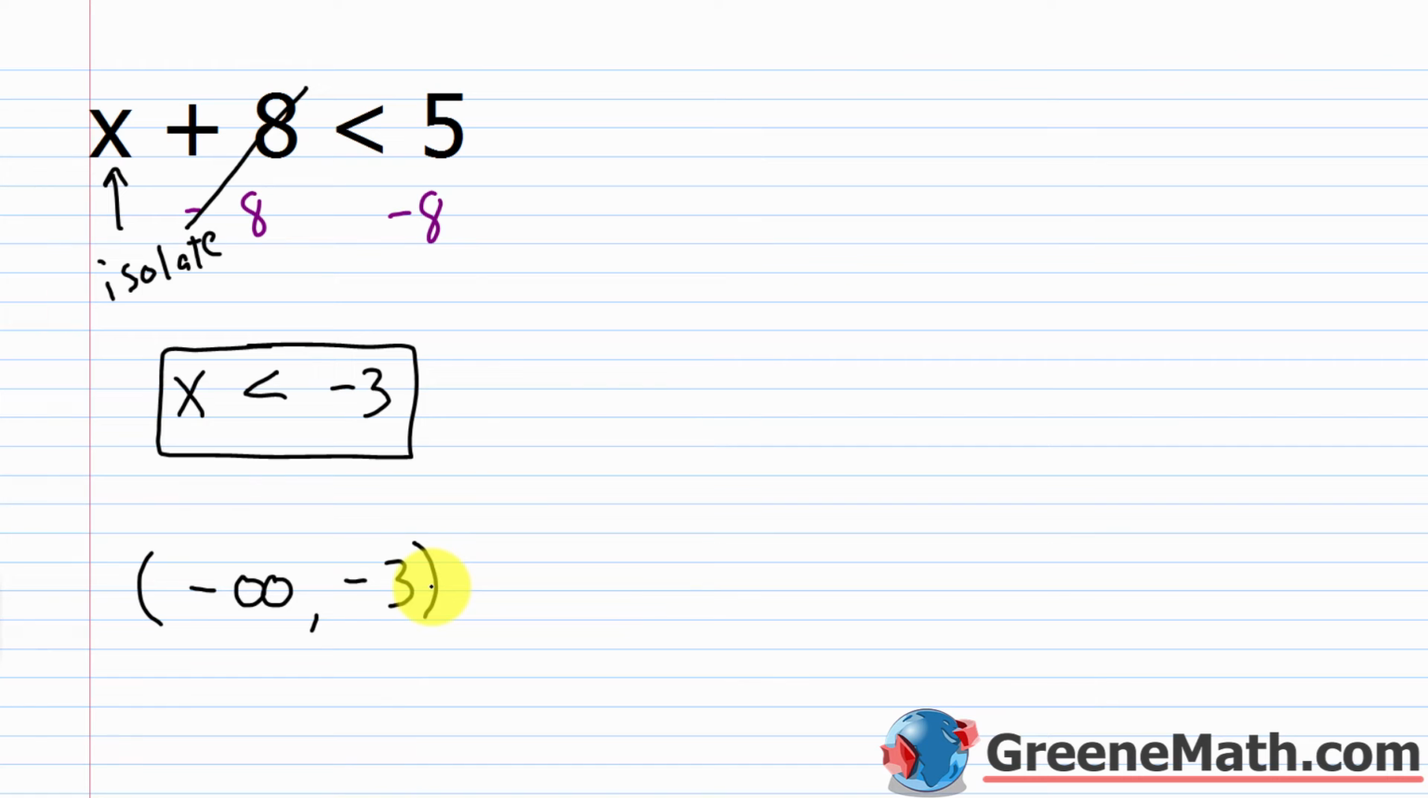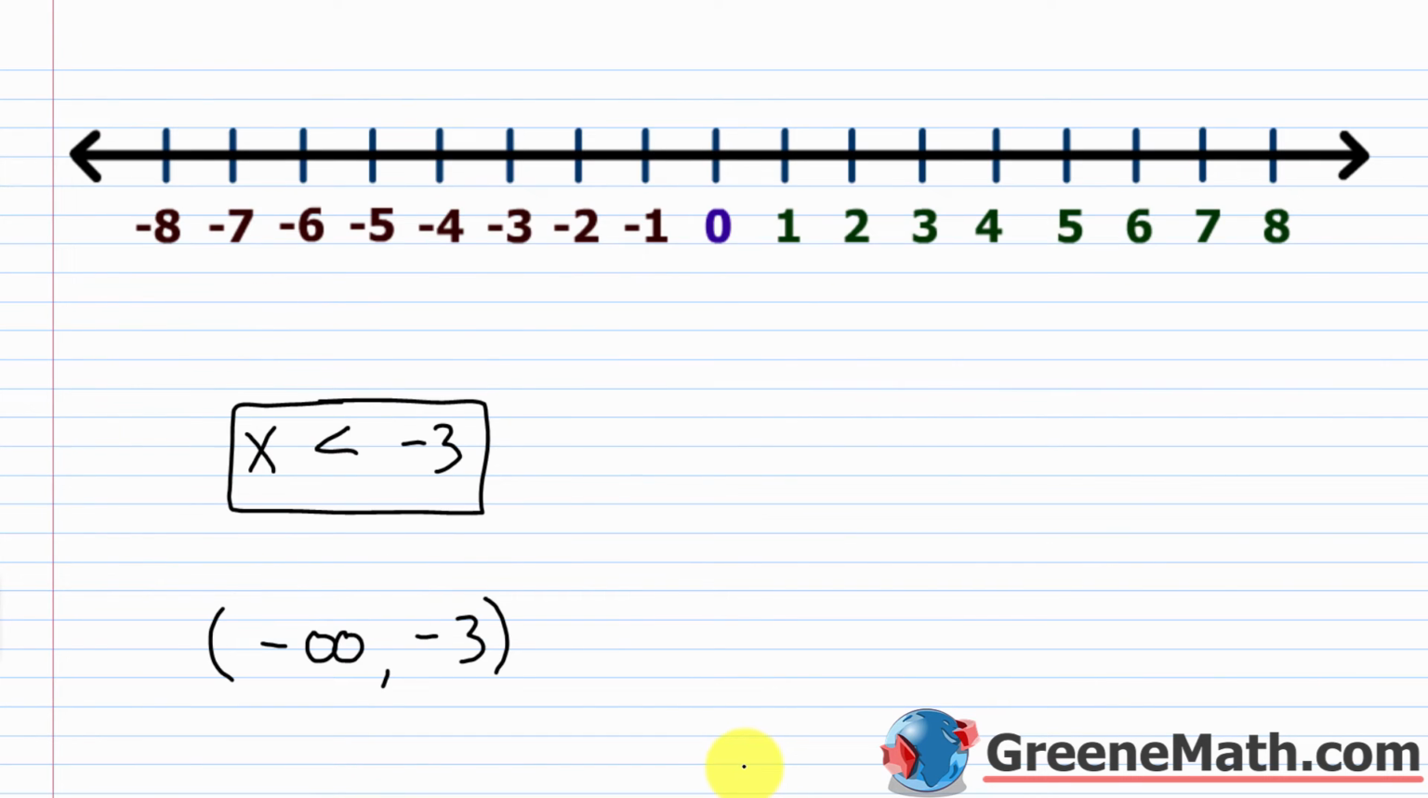So let's graph this real quick. I'm going to take these down here. And graphically, x is less than negative 3. You find negative 3 on your number line. I'm going to put a parenthesis facing to the left, and then I'm going to shade everything this way, including that arrow. So this is x is less than negative 3 graphically.